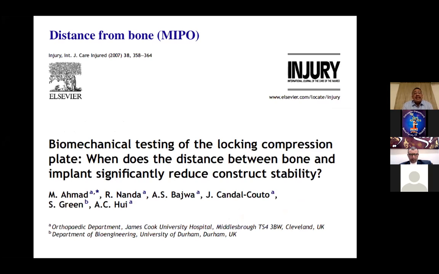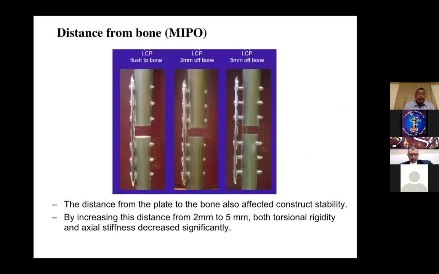The last point is the distance from the bone. Is it important? Yes. When you have a distance between the plate and the bone up to 2 millimeters, it is still accepted. But if you increase the distance, the torsional and axial stiffness will decrease significantly. So it is not recommended to leave the plate, although it is an internal fixator, away from the shaft. Okay? Keep it as near as possible.